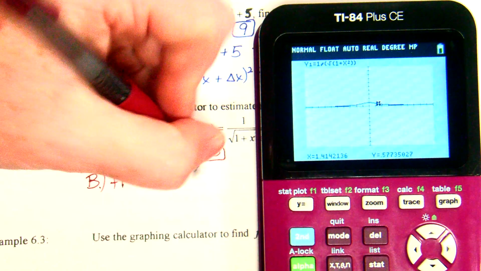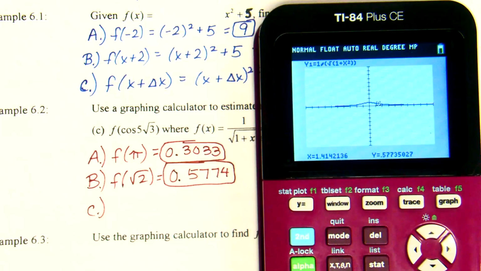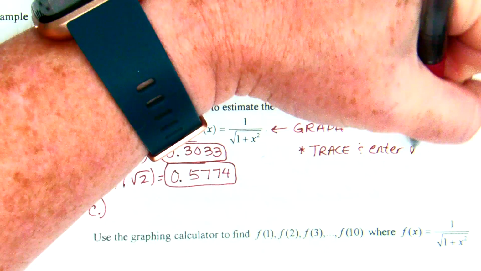And again, notice I hit square root of 2, and what's it doing? Tells me x is 1.414, which is your square root of 2, and what's my y value? 0.5774, or 0.577. Are we okay with that?